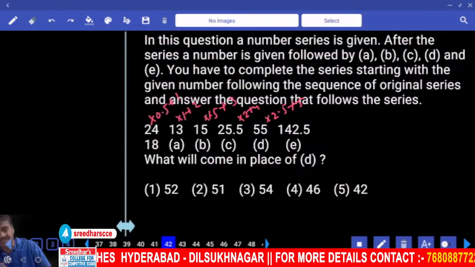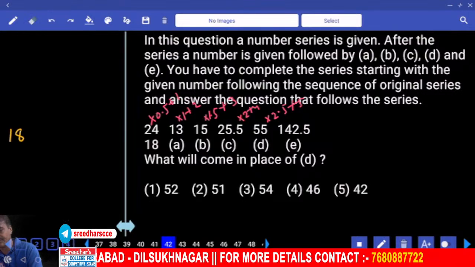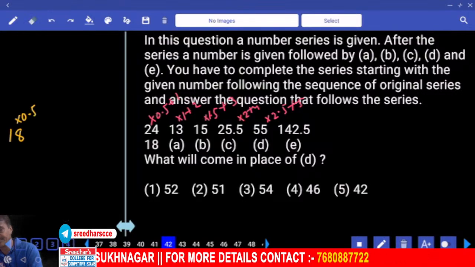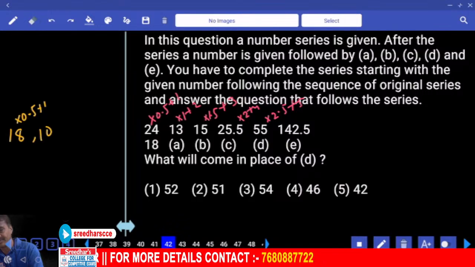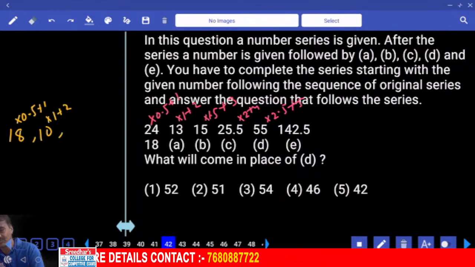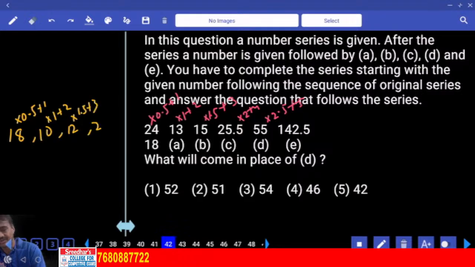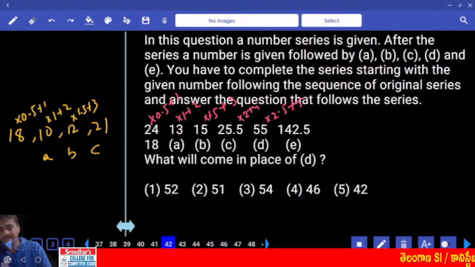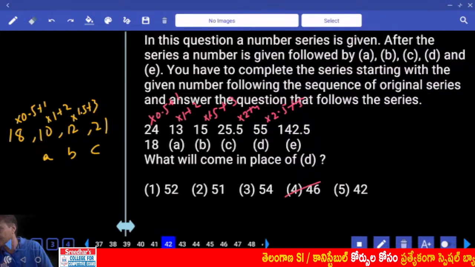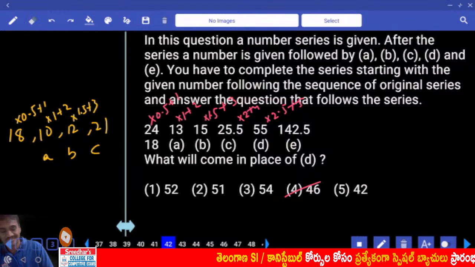And similarly here again, you need to start with what? 18. Now 18 into 0.5, how much? 9 plus 1, 10. Then 10 into 1 plus 2, how much? 12. 12 into 1.5, 18 plus 3, 21. Clear? Here the question is about this is A, B, C. We need to find D. 21 into 2 plus 4. 21 into 2, 42 plus 4, 46. 46 is the choice for question number 42.